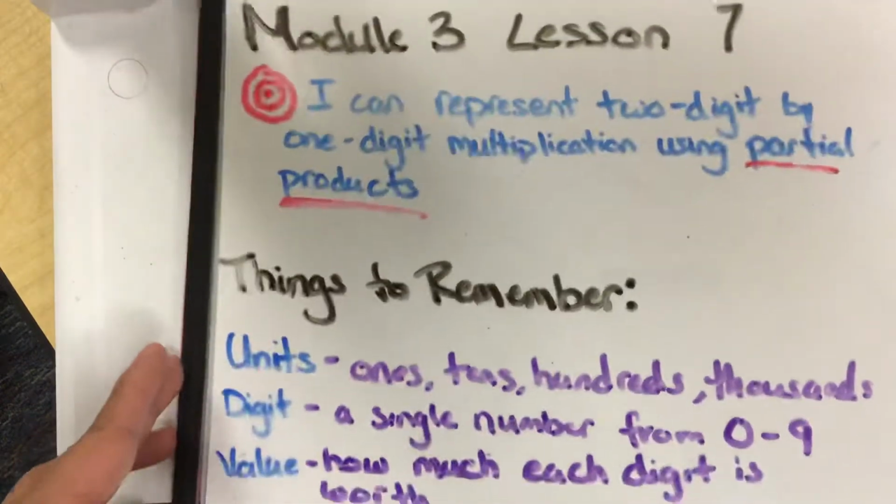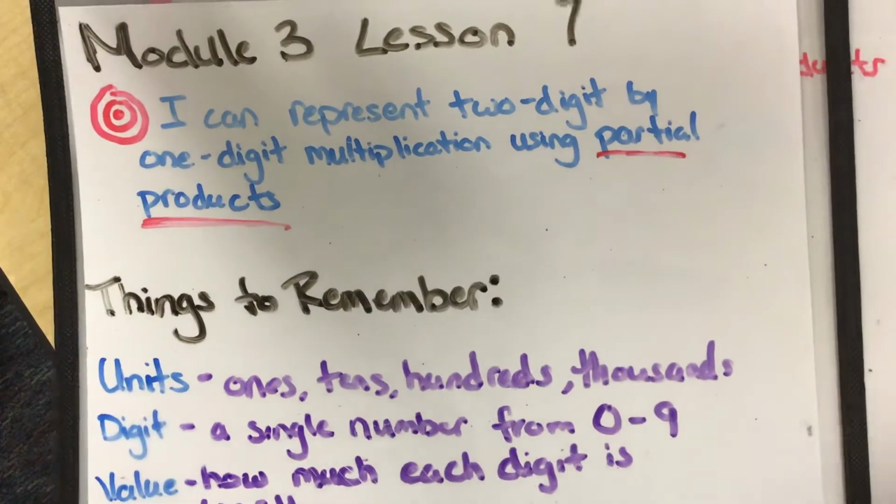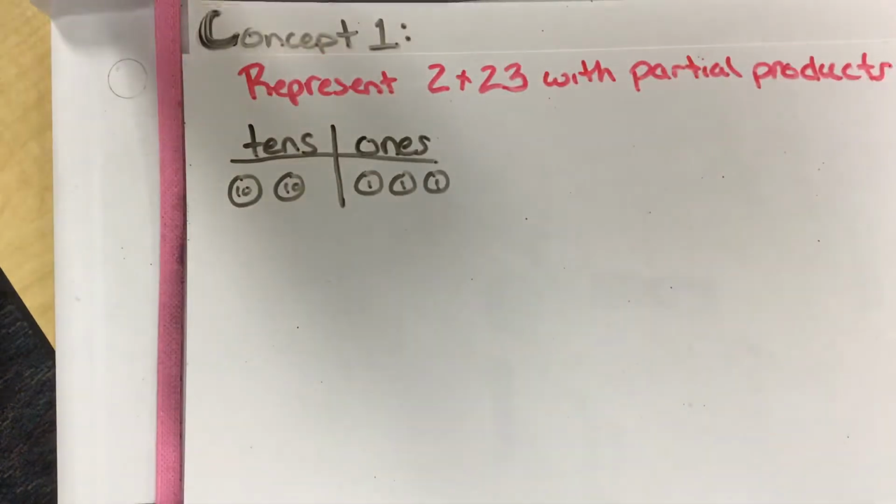Just a couple things to remember. Throughout our previous lessons, we've used several terms, and I want us to go back to these terms. They are units, which we know are ones, tens, hundreds, and thousands places. A digit, which is a single number from 0 to 9. And then a value, which is how much each digit is worth. So the value depends on the digit and the units. I'll show you what that looks like in just a little bit. Okay, so let's get started, shall we?